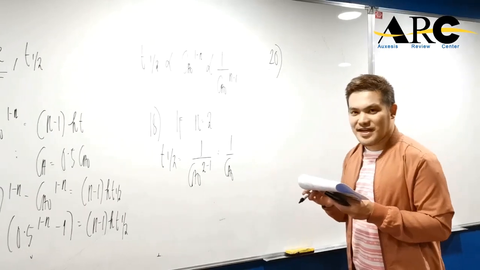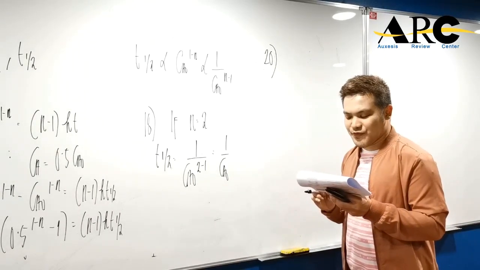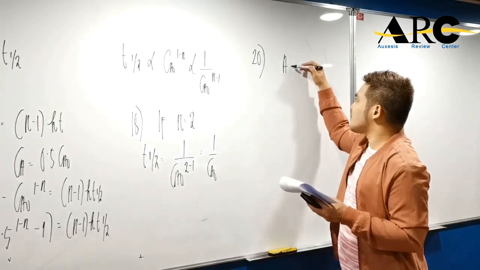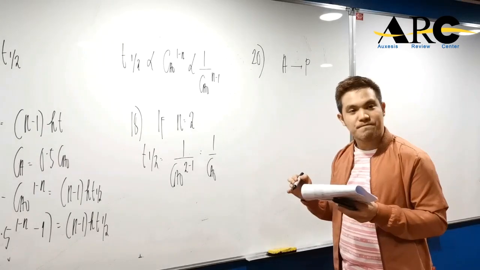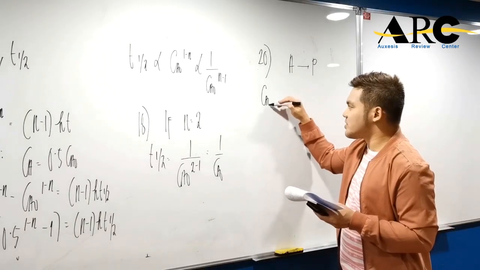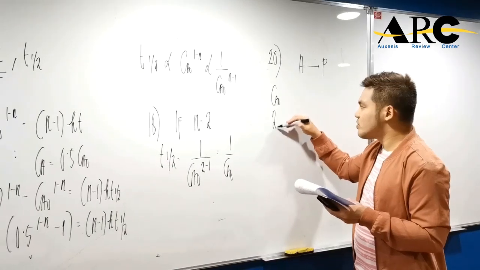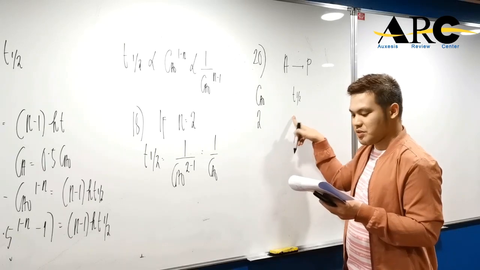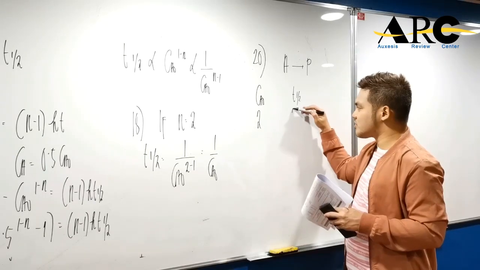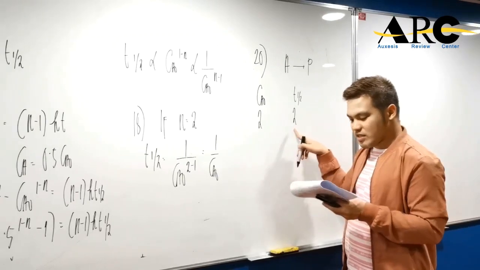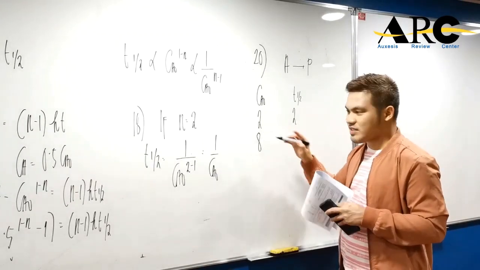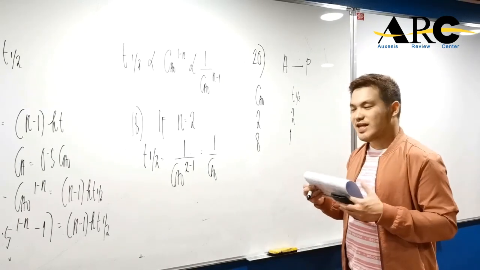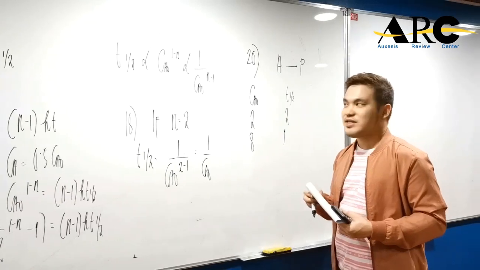The following half-life data are available for the irreversible liquid phase reaction, where A forms B. When the initial concentration is 2, as we said, the half-life changes depending on the initial concentration. When the initial concentration is 2, the half-life is 2 minutes. When the initial concentration is 8, the half-life is 1 minute. The question asks for the order of the reaction.